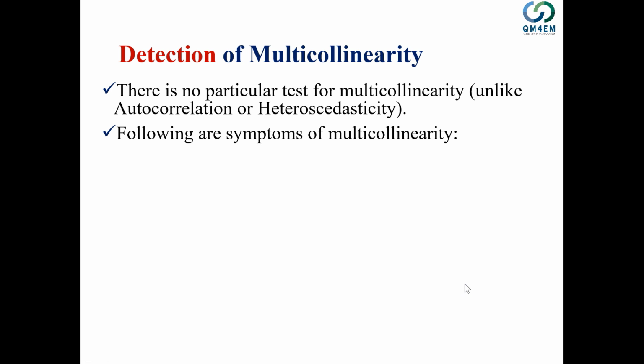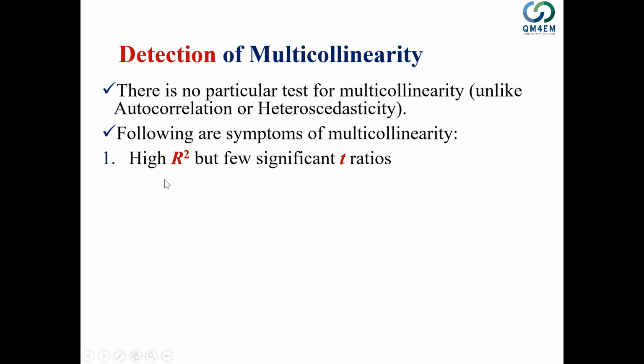We started with the point that there is no particular test of multicollinearity, unlike autocorrelation or heteroscedasticity, which we are going to study in upcoming lectures. In autocorrelation and heteroscedasticity, we have proper statistical tests through which we can check for them. However, multicollinearity doesn't have any test. We have some symptoms through which we try to identify if there is multicollinearity in our data.